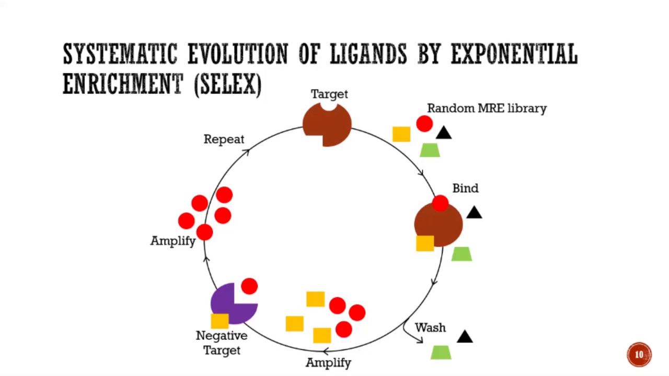Now there's some extra step you can add on to it. Now you want something that binds, you retain. If you introduce something called a negative target, something that you don't want, an undesired target, you can screen for things that do not bind, and then you keep them and amplify, and again repeat the cycle. So over time, your pool will start narrowing down, having more of the populations that are capable of binding to your specific target of interest.